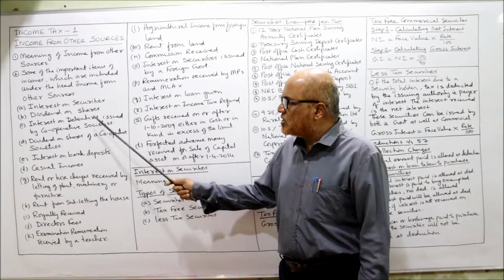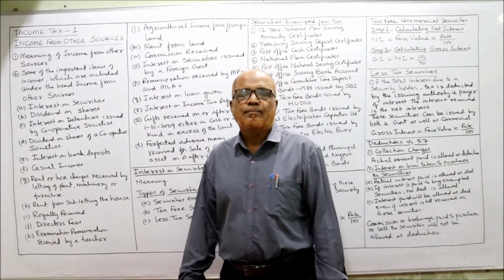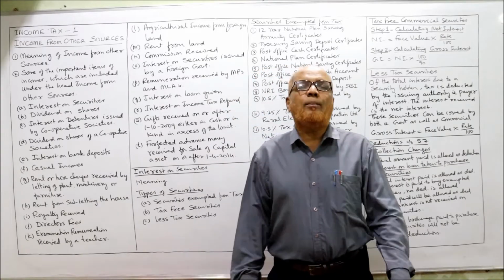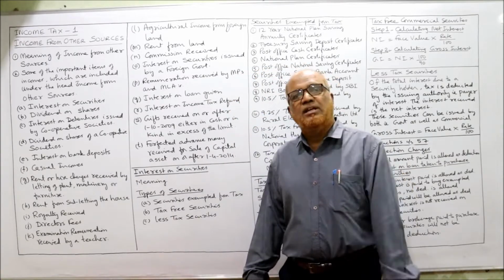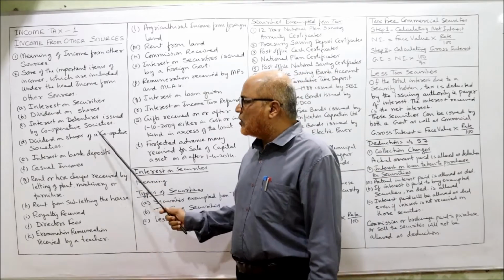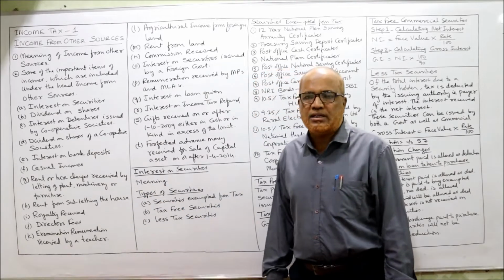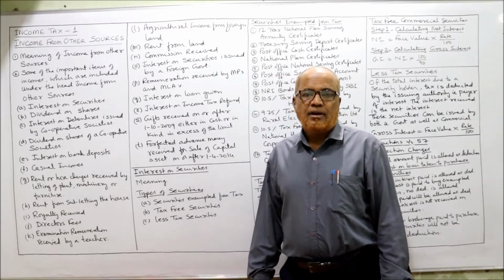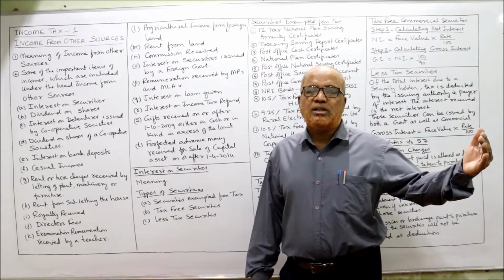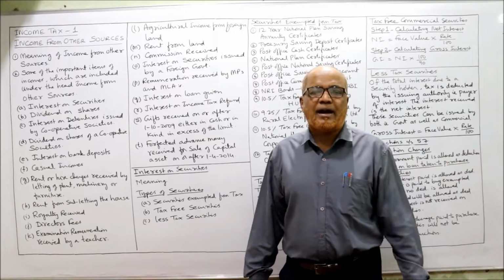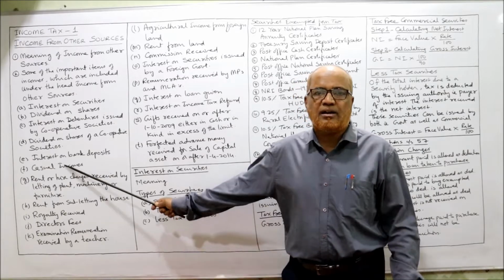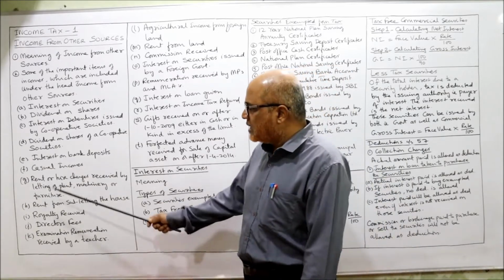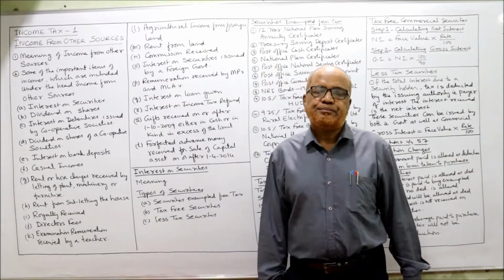Then interest on debentures issued by cooperative societies. If debentures are issued by cooperative societies, interest received thereon is taxable. Then dividend on shares of cooperative societies. Next one, interest on bank deposit. If a person deposits some amount in the bank and he receives interest on bank deposit, that is taxable under income from other sources. Casual income.